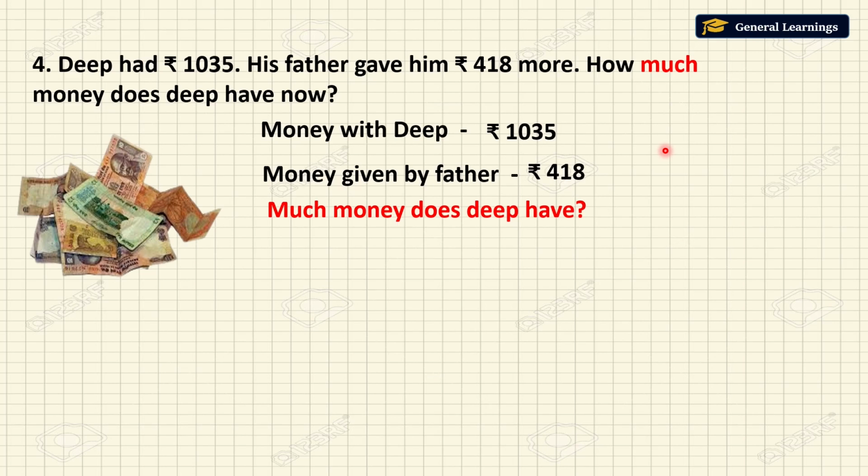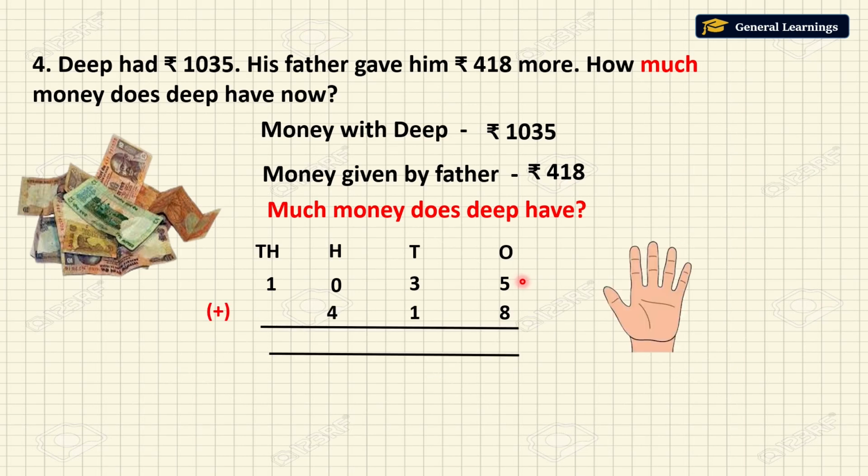For that we should arrange the numbers vertically. First we need to write the place value. See here it is a 4-digit number, so the place values will be ones, tens, hundreds and thousands, because 1035 is a 4-digit number. Now we are going to write the numbers from the ones digit towards the left. So 5, 3, 0, 1. Next 8, 1, 4.